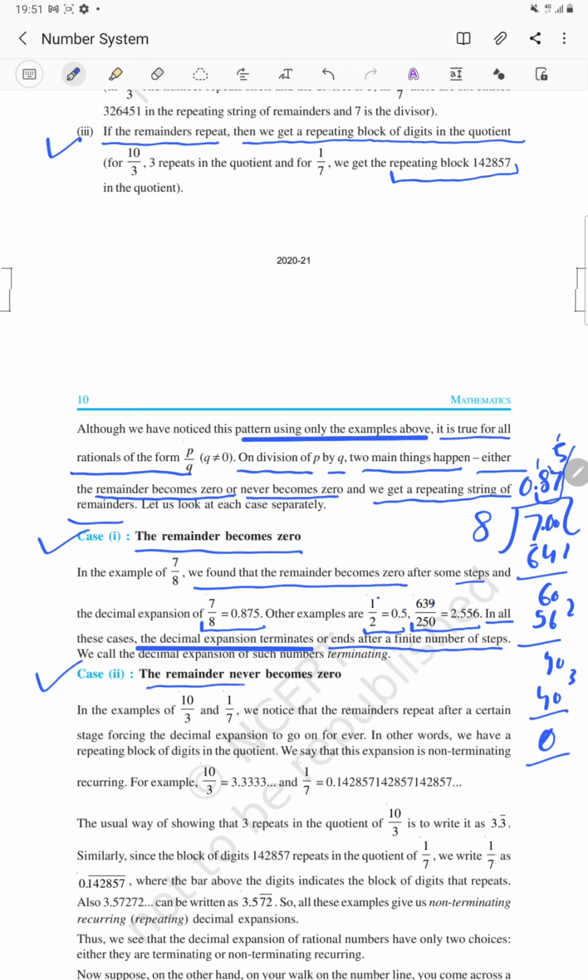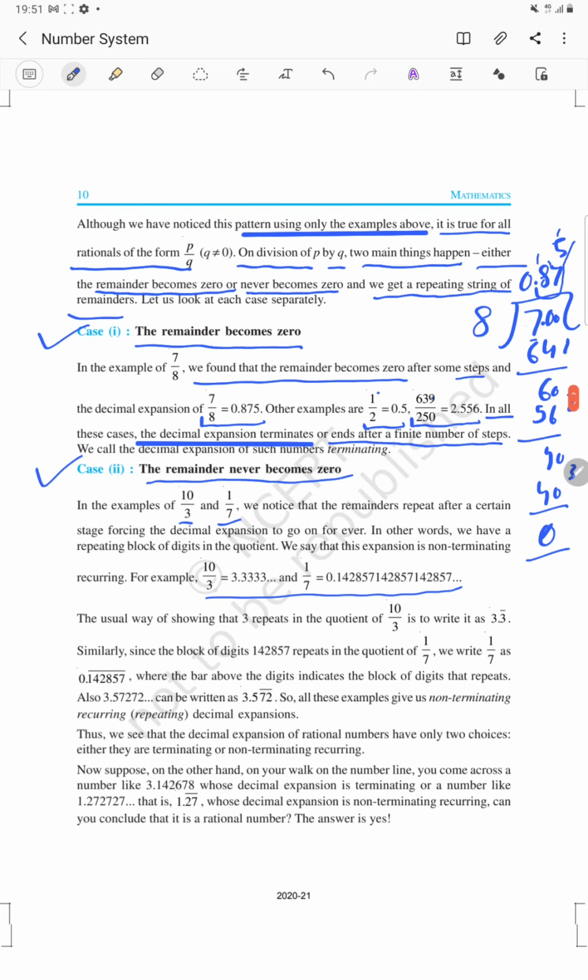In the second case, the remainder never becomes 0. In case of 10 by 3, 1 by 7, we see the remainder will never be 0. And one more way of describing this type of expansion is non-terminating recurring, or repeating. We can say recurring or repeating. So whichever number is repeating after the decimal, we put a bar on it. If a whole block is repeating, like here in 1 by 7, we'll put a bar on this whole block.